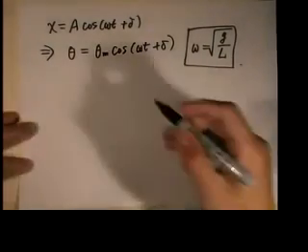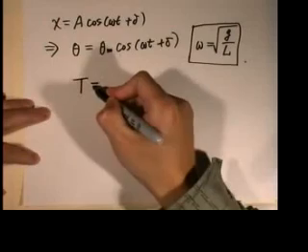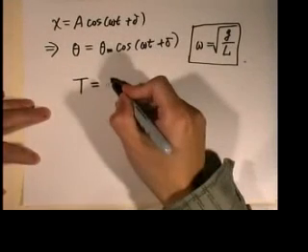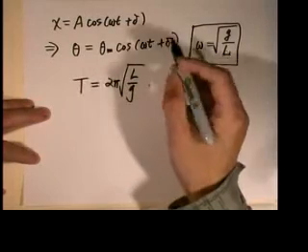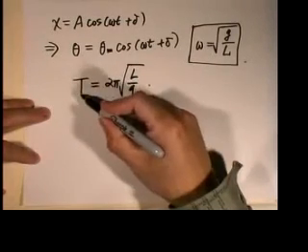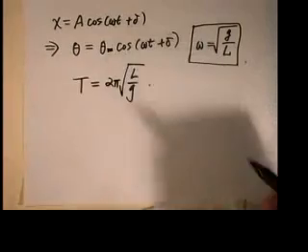Now, T, the period of the oscillation, explicitly is 2 pi over omega, so that's 2 pi times square root of L over g. Longer string means longer period. That is the simple pendulum.